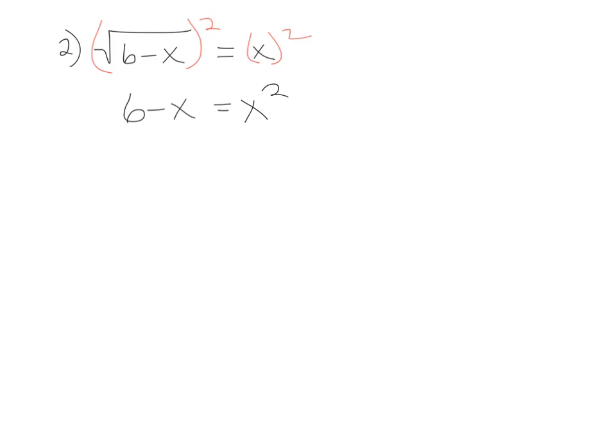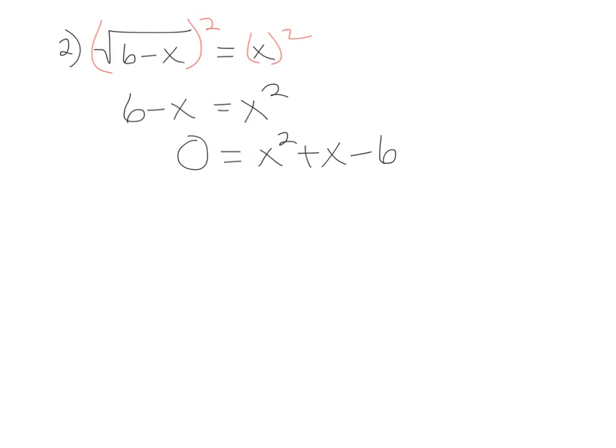Okay, this has an x squared. This is a quadratic now. So get everything on one side and set it equal to 0. So I'm going to keep the x squared. To move a minus x, I'm going to add x to both sides. And to get rid of this 6 over here, I'm going to have to subtract 6 from both sides. Set it equal to 0.